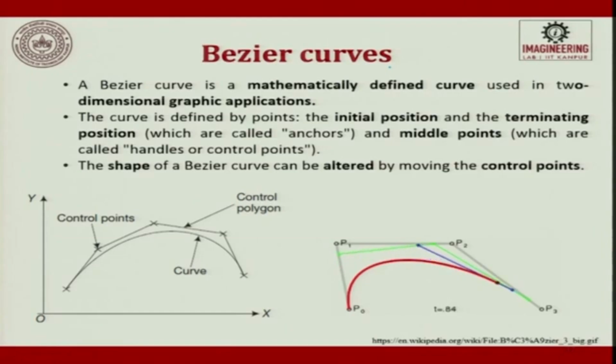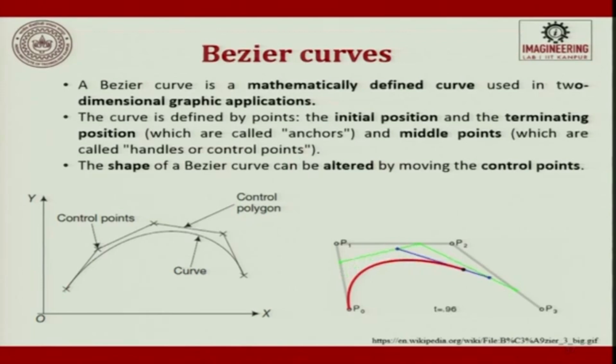Bezier curve falls under the free form surfaces. A Bezier curve is a mathematically defined curve used in two-dimensional graphic applications. So the curve is defined by points, the initial point and the terminating point, which are called anchors, and middle points, which are called handles or control points, are used.